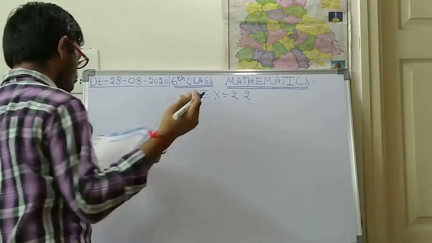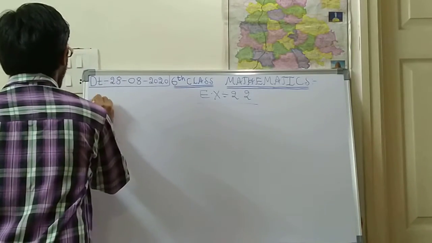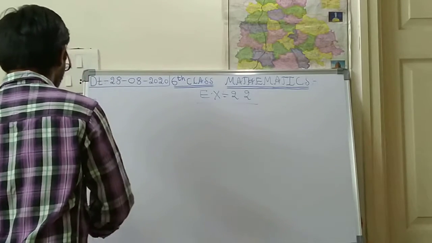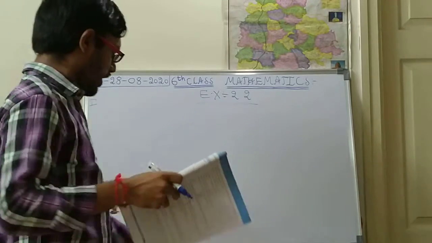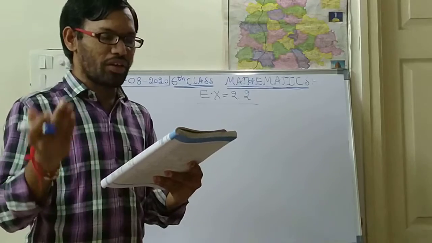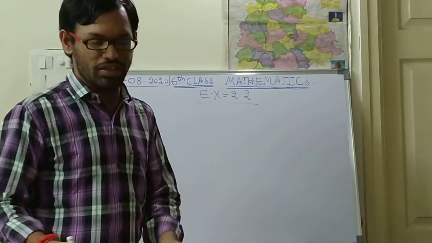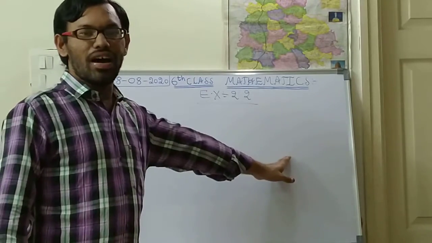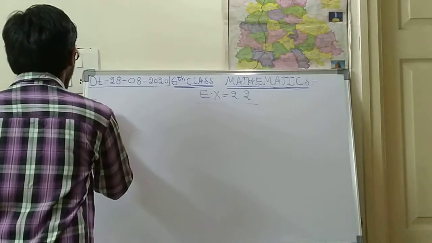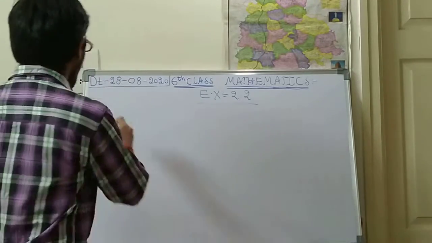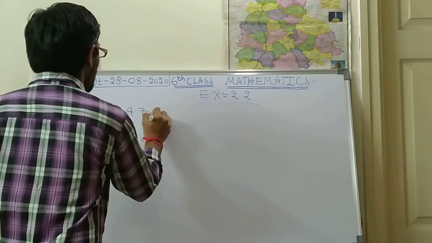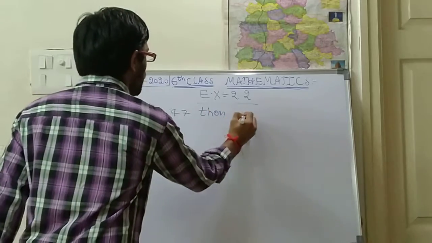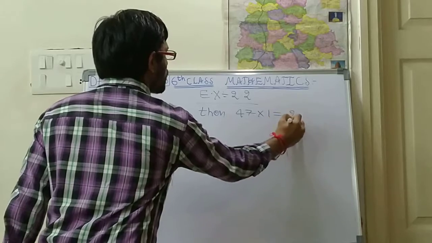Look at the second one in the first bit. What is the first bit? Give the results without actually performing the operations, using the given information. So using the given information, without any calculation, we have to tell the answer. The second one is 1 into 47 equals 47. Then he asks, 47 into 1 is how much?